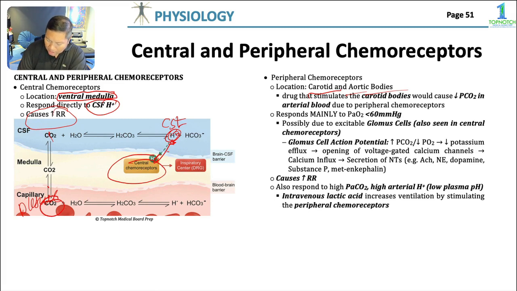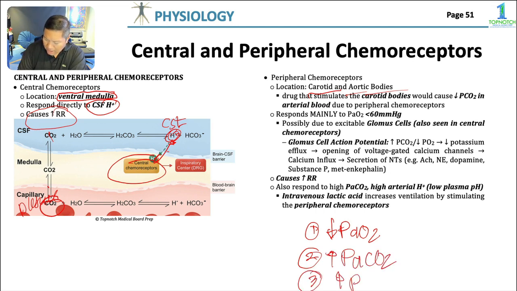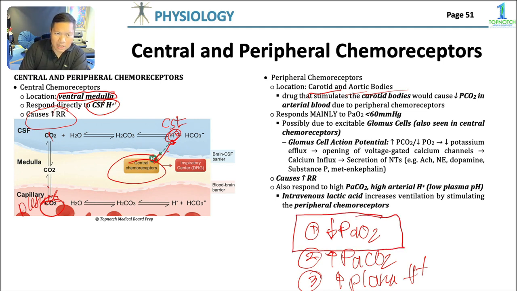Okay, these peripheral chemoreceptors respond to three things. Hypoxemia, which is low arterial PO2. Hypercarbia, which is high arterial PCO2. And finally, acidosis, which is high plasma H+. Among the three, the most potent trigger for peripheral chemoreceptors, previous board exam question, is hypoxemia. Okay? It mainly responds to hypoxemia.